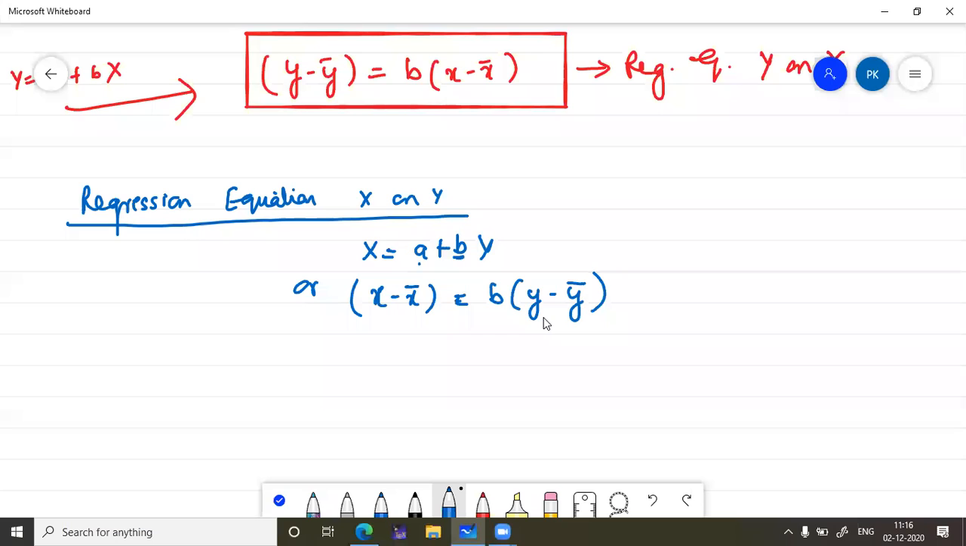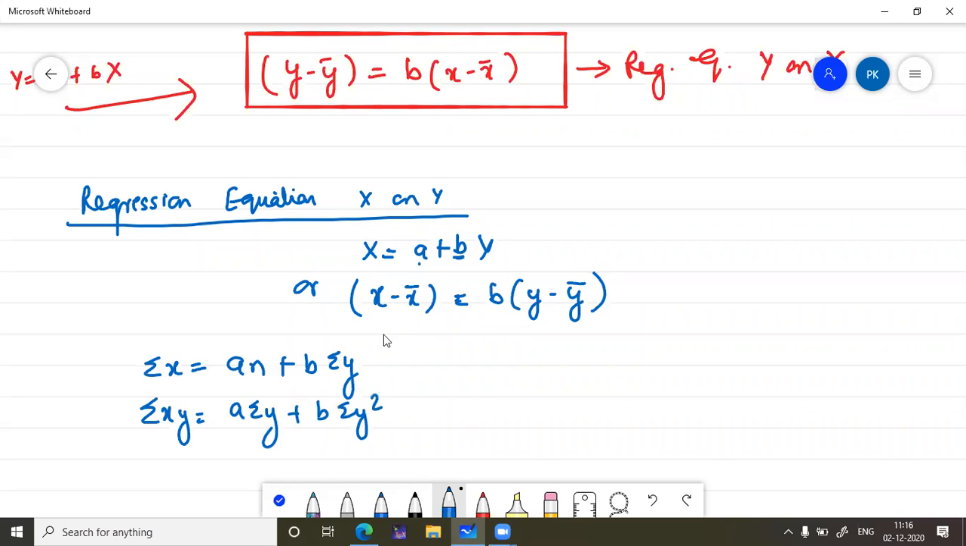The normal equations used here are these two. First we simply took the summation: summation of x is equal to an plus b summation of y. Then summation of xy is equal to a summation of y plus b summation of y square. We have used these two normal equations for evaluating the constants, and from these equations we have obtained bxy. Now we are talking about the regression equation x on y. So the slope here is bxy, x on y.